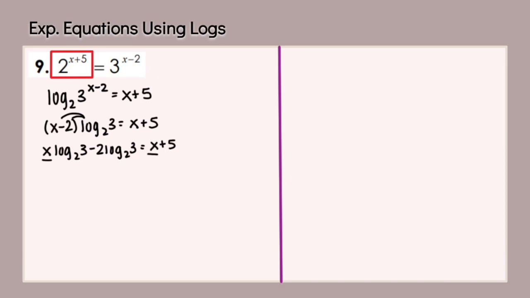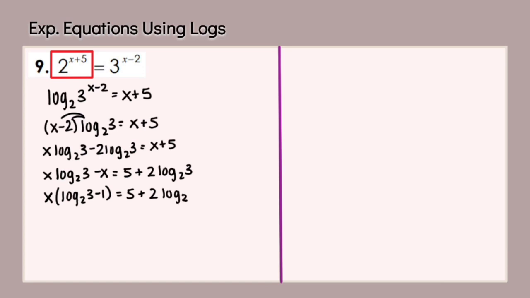And then my x's are on opposite sides of the equation, so I want to move all the terms that have an x to one side and all the terms that don't have an x to the other side. So I'm going to end up with x log base 2 of 3 minus x equals 5 plus 2 log base 2 of 3. And now that my x's are on one side of the equation, I can factor that x out as a GCF. And that leaves me with x times log base 2 of 3 minus 1 equals 5 plus 2 log base 2 of 3. And then finally, to isolate x, I can divide both sides by this logarithm.